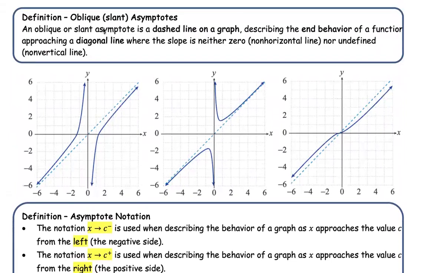Next one, the oblique or slant asymptote. An oblique or slant asymptote is a dashed line on the graph describing the end behavior of the function approaching a diagonal line where the slope is neither 0, which is a non-horizontal line, nor undefined, which is a non-vertical line. So basically, the slant asymptote is an asymptote with a slope, and it is represented by a function like y equals mx plus b.